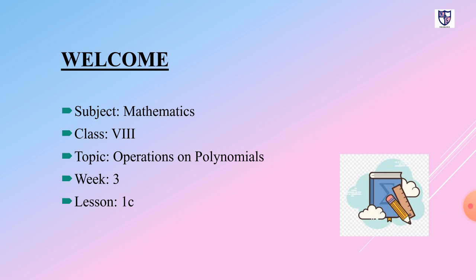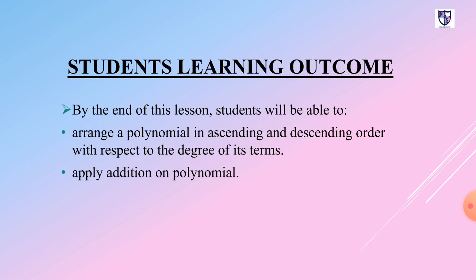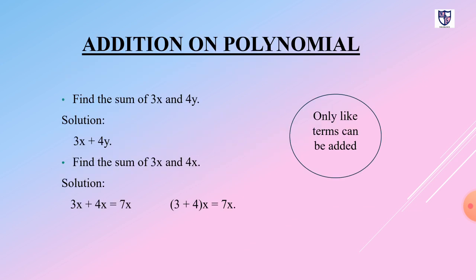By the end of this lesson, students will be able to arrange a polynomial in ascending and descending order with respect to the degree of its terms and apply addition on polynomials. For operations on polynomials, we will study addition first. Remember that only like terms can be added. For example, find the sum of 3x and 4y.